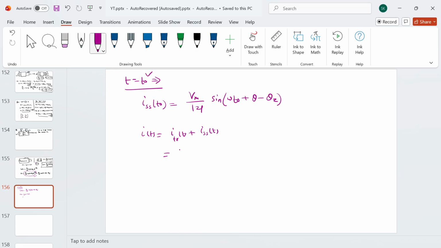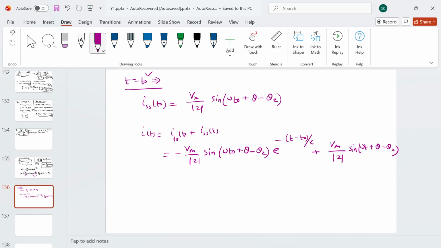I transient should be minus Vm by mod z sine omega t naught plus theta minus theta z into e to the power minus t by tau. Here it will be t minus t naught basically, e to the power minus t minus t naught by tau, because the entire signal got shifted. So again, Vm by mod z sine omega t plus theta minus theta z.